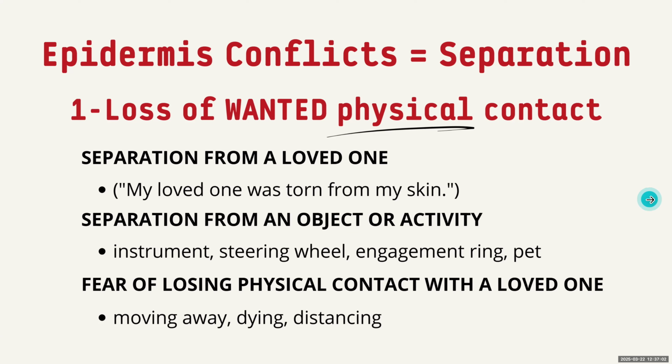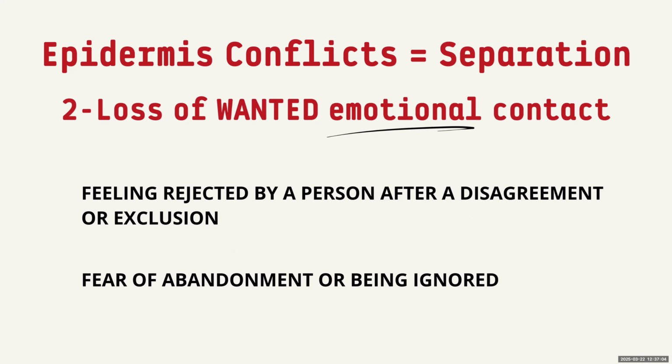The second slide, loss of wanted emotional contact. A rash can appear on the face after a confrontation with a friend, like rosacea, for example. If they were told that you're not as beautiful, maybe. A child develops eczema all over the body after parents' divorce. That's another example.